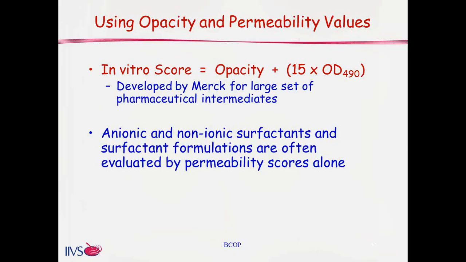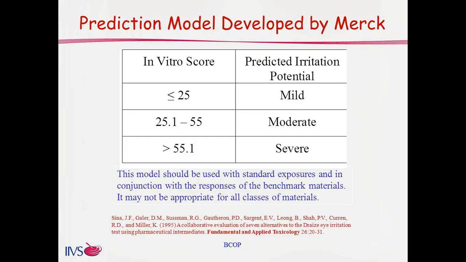Now, we recognize that some surfactant classes, particularly anionic surfactants, tend to have relatively low opacity values, and so we focus primarily on the permeability scores alone to evaluate the potential irritation of those type of formulations. Those samples typically are not evaluated using this predefined prediction model. And here's the prediction model to categorize the irritation potential based on the in vitro score.